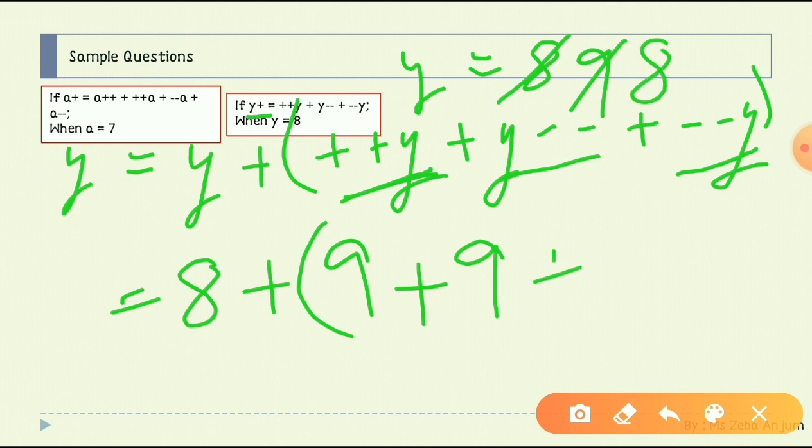Again plus operator we are having, then minus minus y we have to operate. Now minus minus y means firstly decrease the value, then use the value. So the decremented value becomes 7. Now you will be using 7 over here.